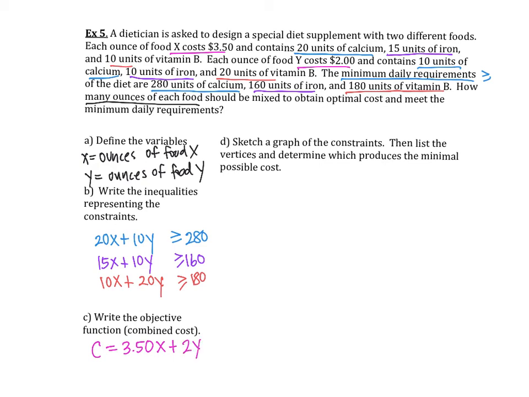Okay, because you want to optimize your cost, you don't want to pay a lot of money, so we're looking for a minimum because it's a cost. If it asked me to optimize my profit, I would want a maximum because maximum is good. Profit is good, cost is bad, so I want my cost to be low. Okay, I'm going to sketch a graph.